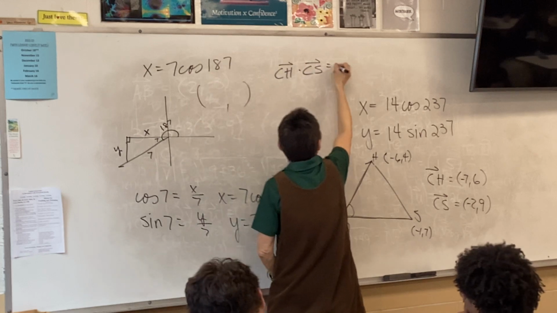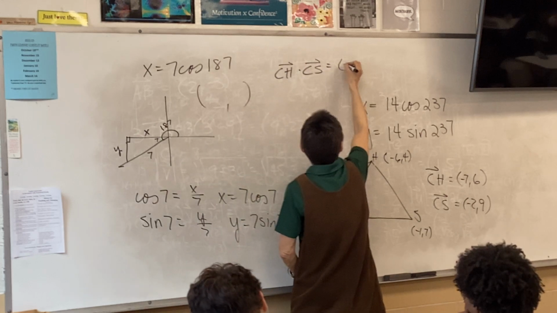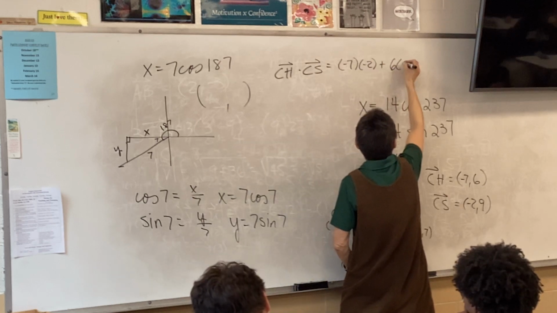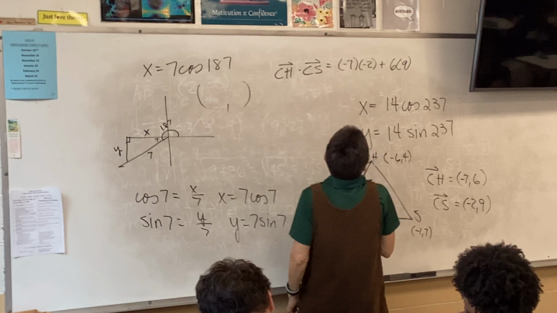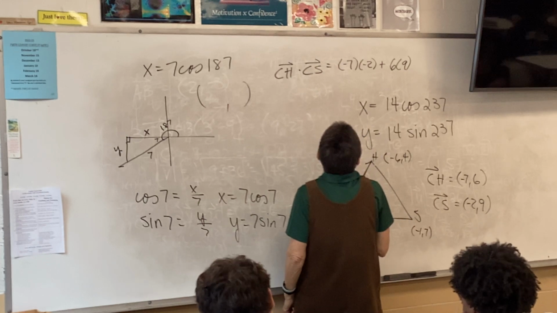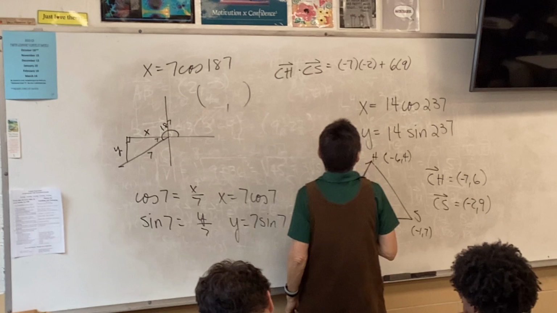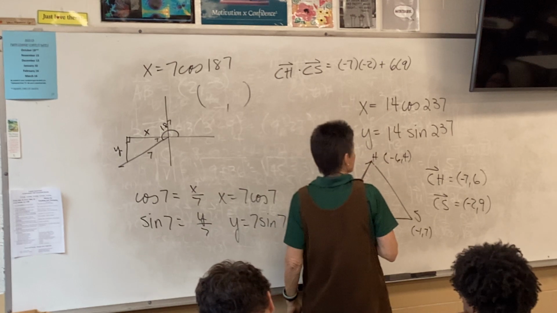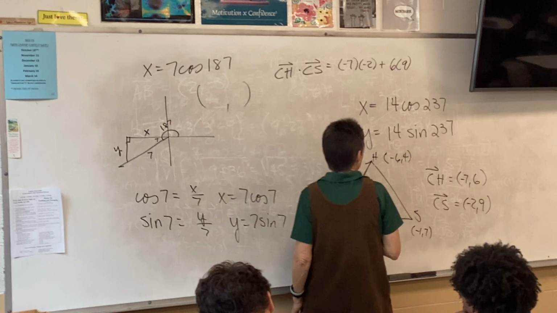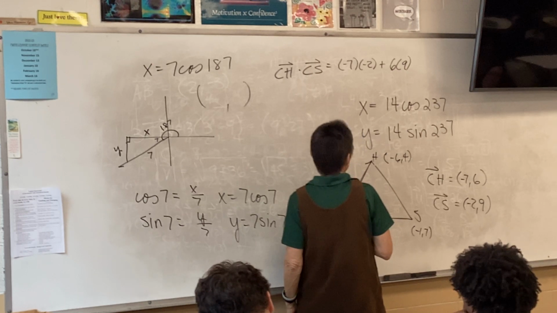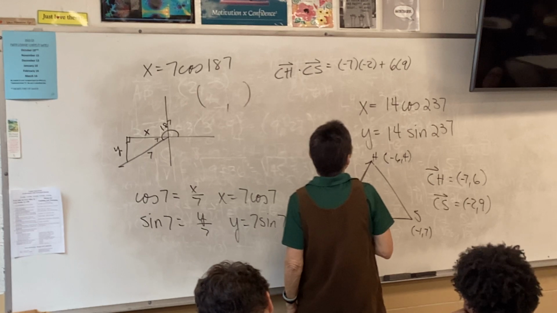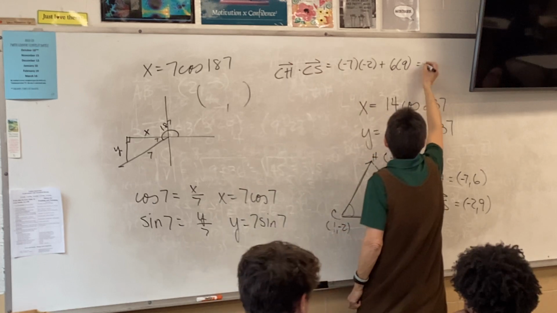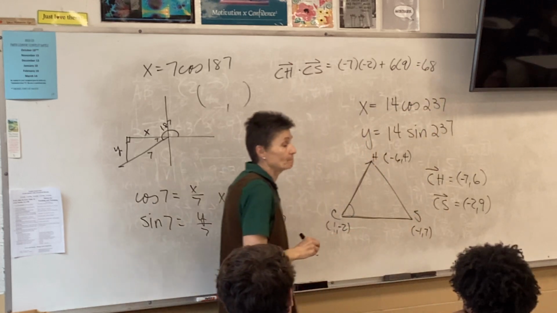CH dot CS is gonna be -7 times -2 plus 6 times 9. So what is that? Isn't it 68? Yeah, 68, because those are double negatives. Yep, so our dot product is 68.